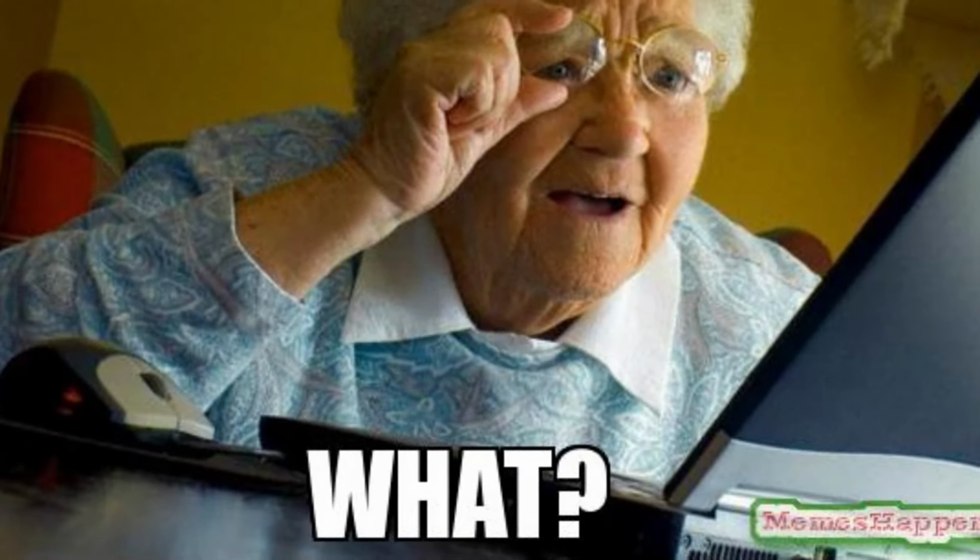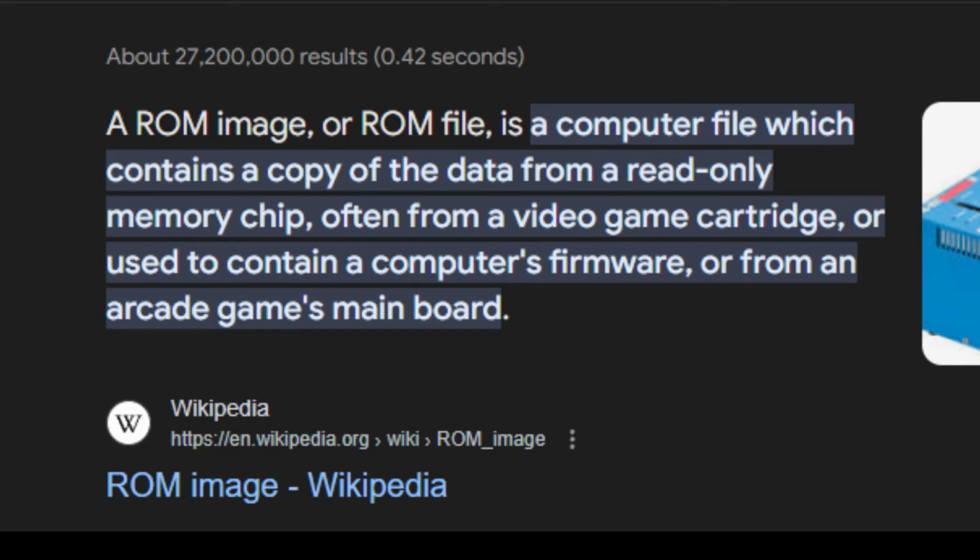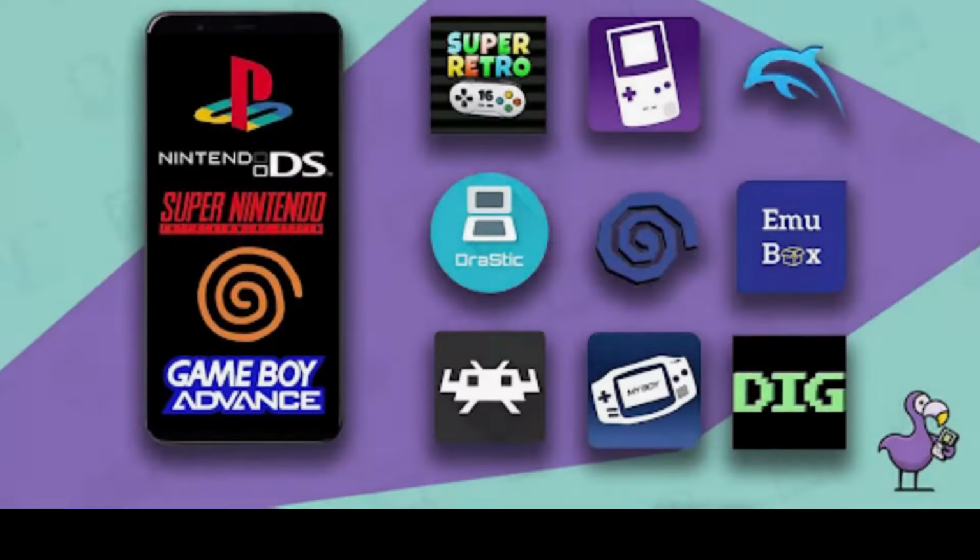To start, I'm going to talk about the what. Read-only memory files are game files dumped via means that we can literally read them on whatever device or emulator supports the file. But the nerd stuff aside, what ones do you need to look for, you ask?